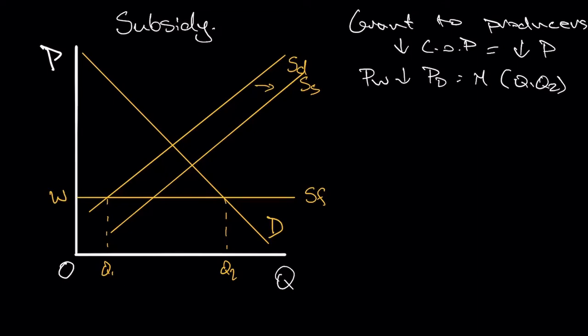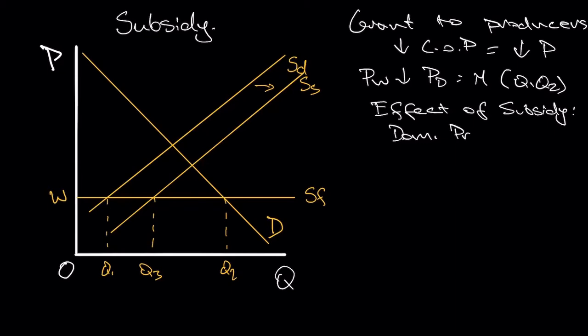So what's happened now is that domestic production has increased because domestic firms can now supply more at the same price. If we go along here and have a look at the increase in domestic production from Q1 to Q3, really that's the first economic effect of our subsidy. So if we have a look at the effect of this policy of a subsidy, the first effect is that domestic production will actually increase from Q1 to Q3.